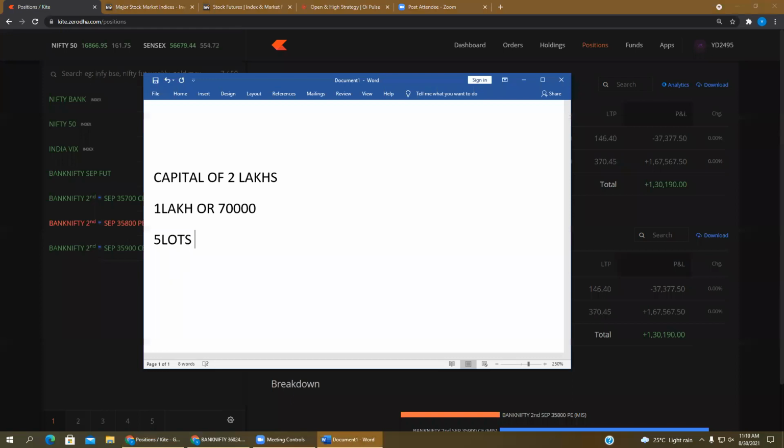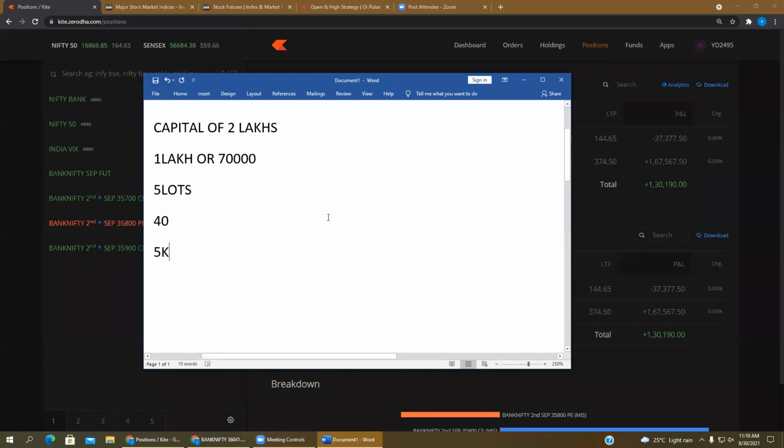Okay. Now with 5 lots, my daily target on a profit is minimum 40 points. That is what I'm looking at. 5 lots, 40 points. So how much does that become? 5,000 rupees. Right. So 5,000 becomes my daily target.